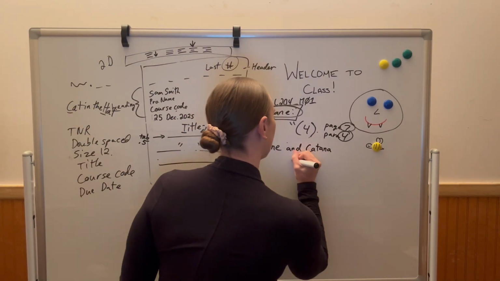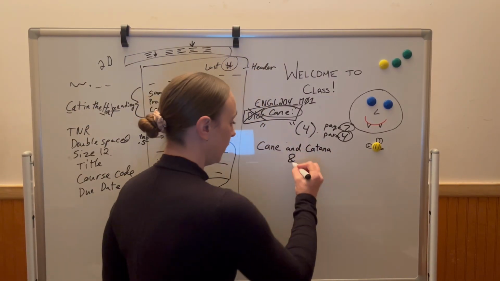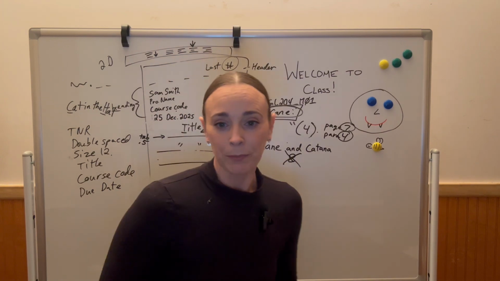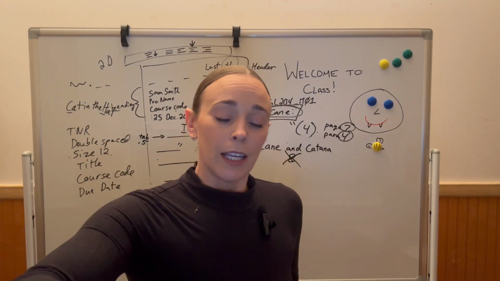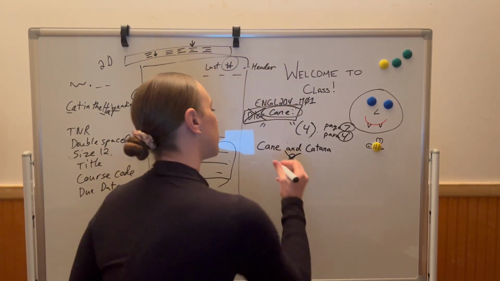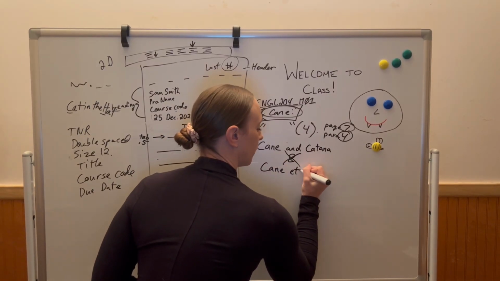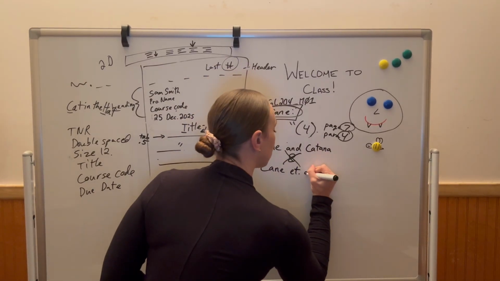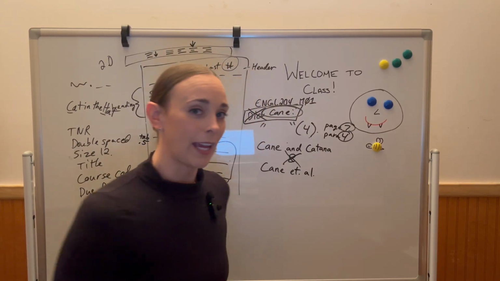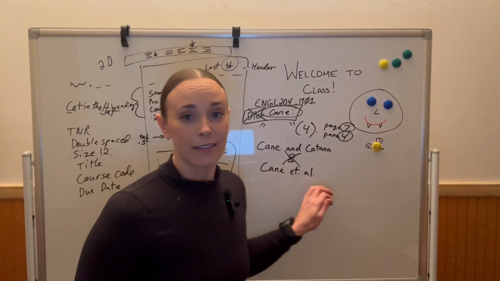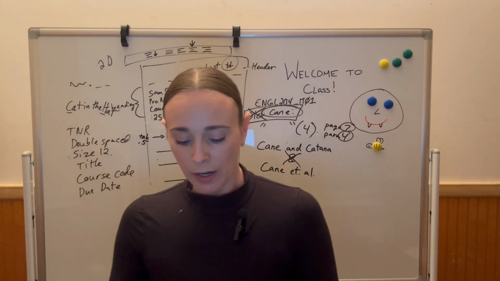You do not use the ampersand. So not that. You want to spell it out. If there's more than 2 authors, you would just say Kane et al., e-t, a-l, period. So Kane et al. And that's if there's 3 or more authors.